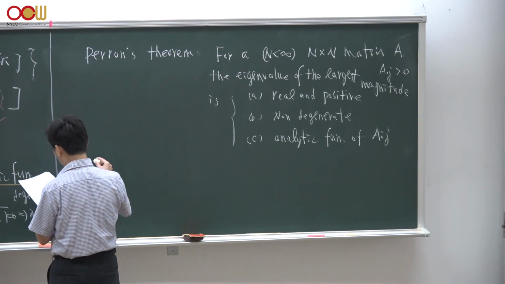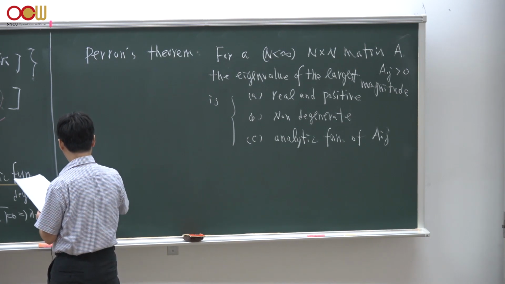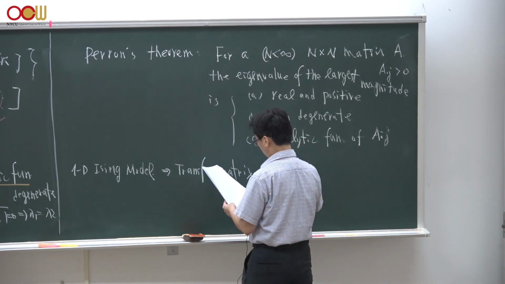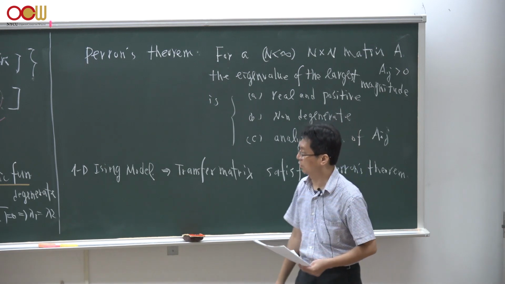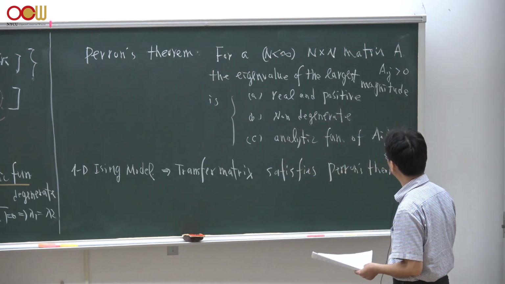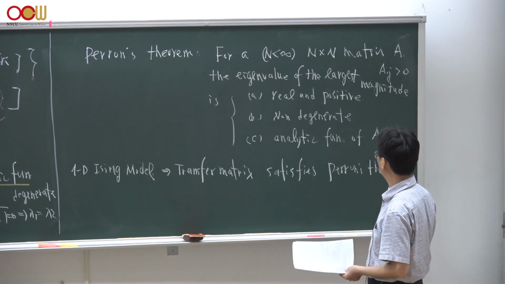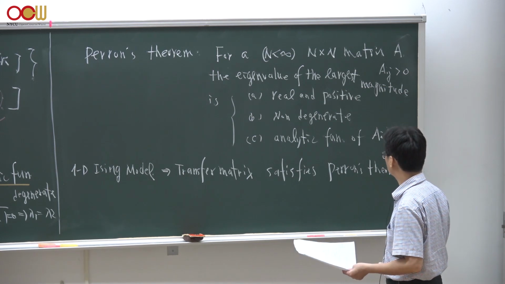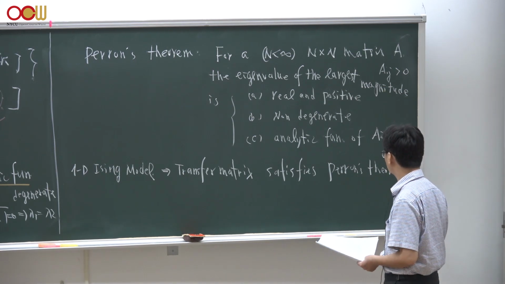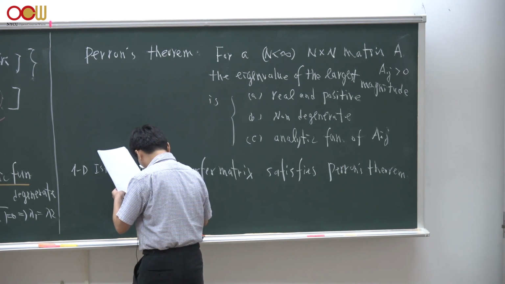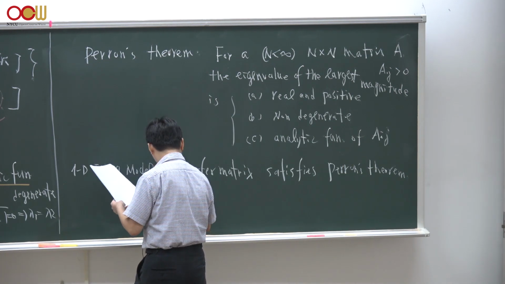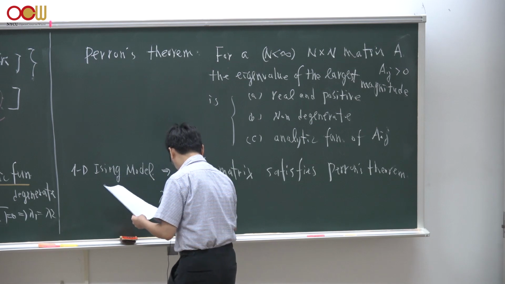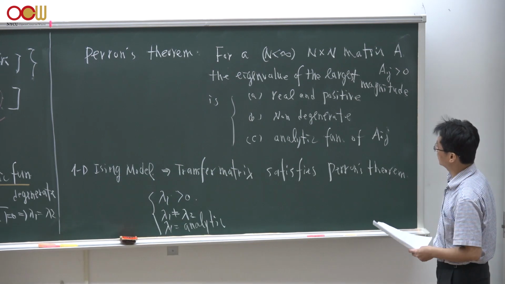So we should apply this theorem to the one-dimensional Ising model. From the transfer matrix, we know that it satisfies Perron's theorem because all the matrix elements are positive, and it's a 2 by 2 matrix, and the largest eigenvalue is real and positive, non-degenerate, and an analytic function of A_ij. So, in other words, lambda 1 is positive, lambda 1 is not equal to lambda 2, and number 3, lambda 1 is analytic. So it satisfies all three properties in Perron's theorem.